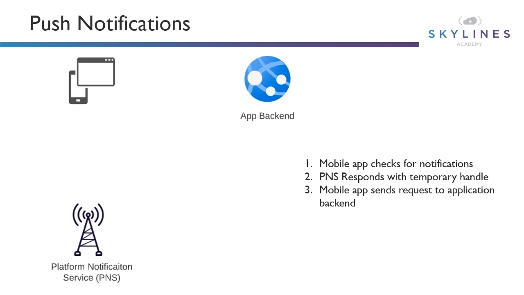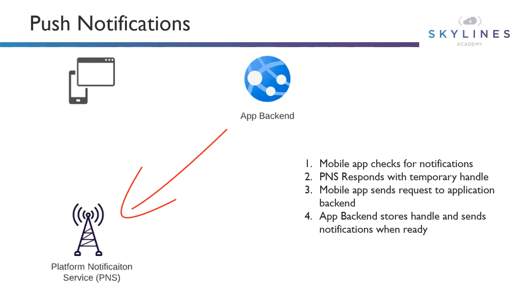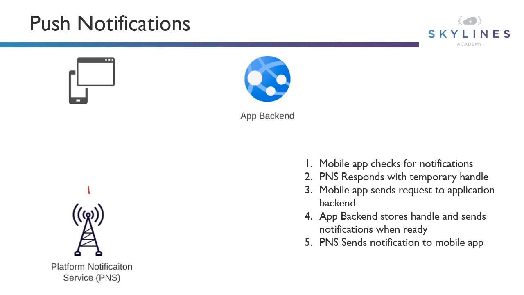The app on that device will then reach out to the application backend, which will process and store that temporary handle. When the application backend is ready to send a notification, it then reaches out to the Platform Notification Service with the notification. The Platform Notification Service, or PNS, will then turn and send a notification to the device, which then dings and lets the user know of an update. This is why you often see applications need permissions to allow push notifications. If the app on the device didn't initiate the process and say that it wants push notifications, then the process wouldn't happen in the beginning.